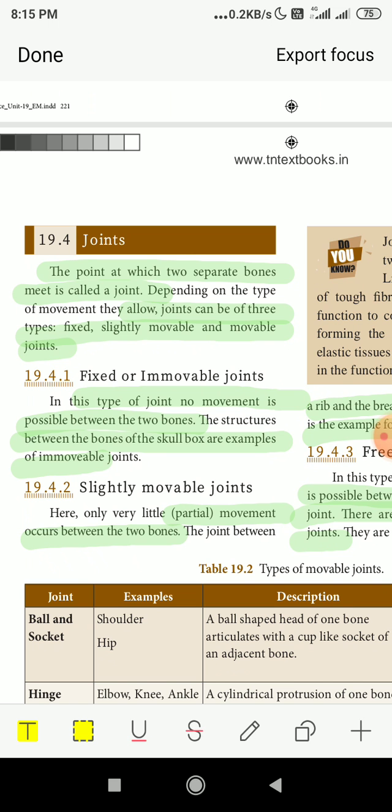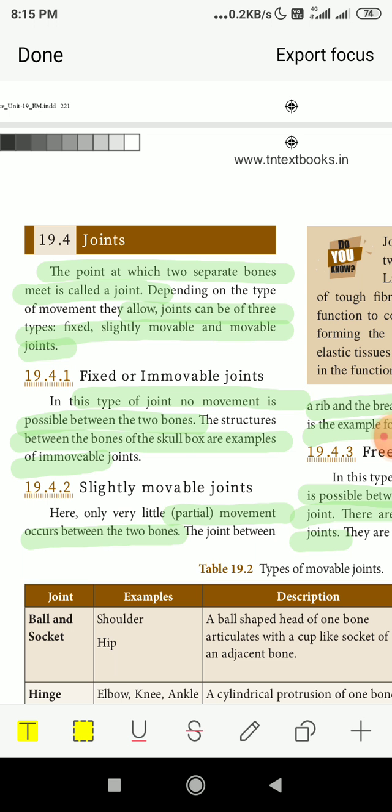Depending on the type of movements they allow, joints can be of three types: fixed, slightly movable and freely movable. In fixed or immovable joints, no movement is possible between the two bones. For example, in the head, in the skull, we can't move our skull. It is called an immovable joint.